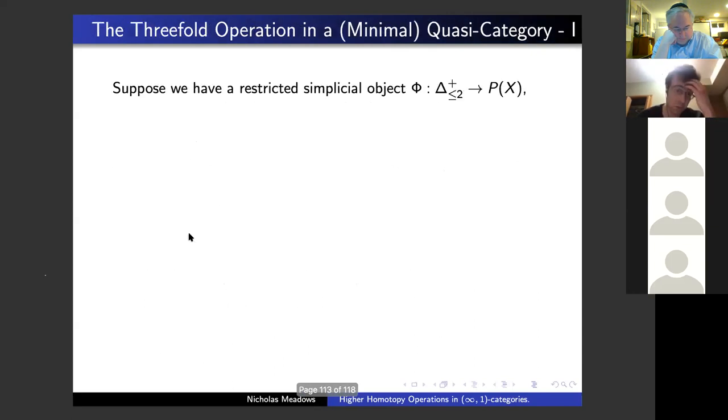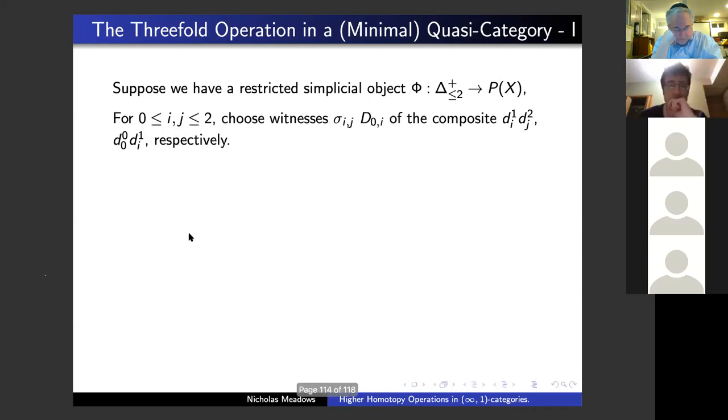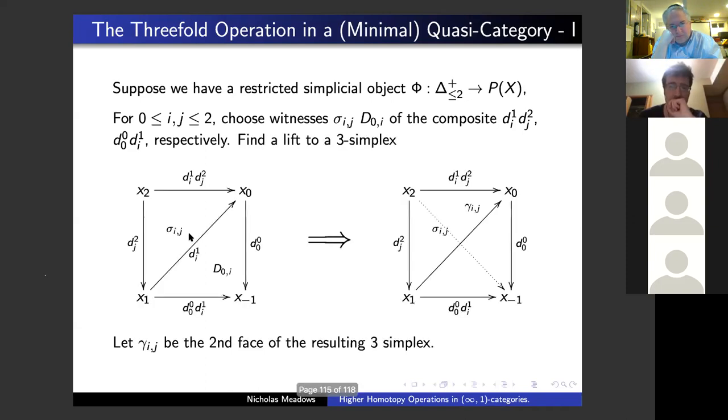But anyway, to define a threefold operation in a minimal quasi-category, we start with a restricted simplicial object in P of X of the type that we had before. P of X is the path category. And we choose witnesses for the compositions of various maps, those are two-simplices that exhibit the composition in the quasi-category. And we can arrange these together as depicted.